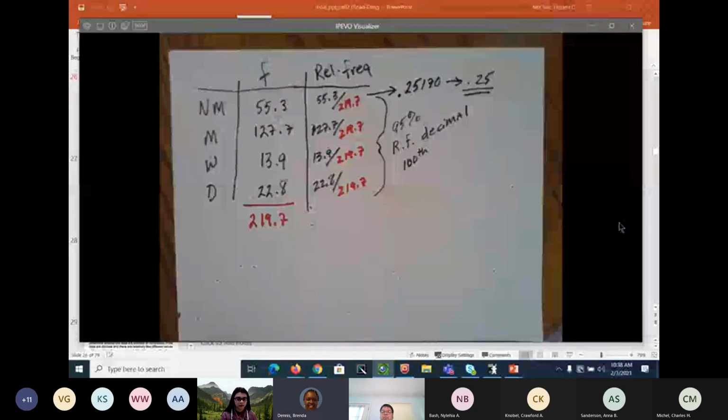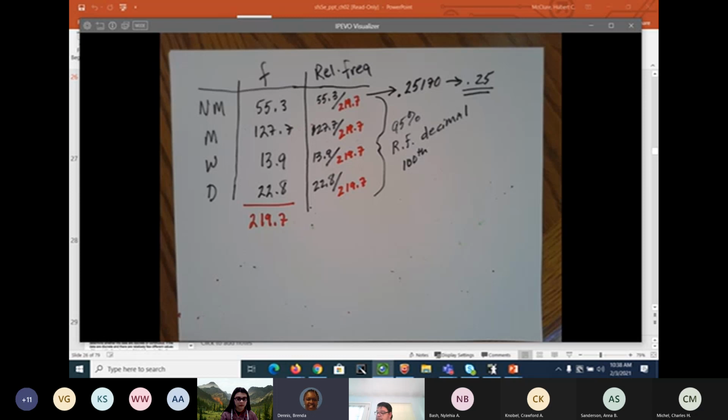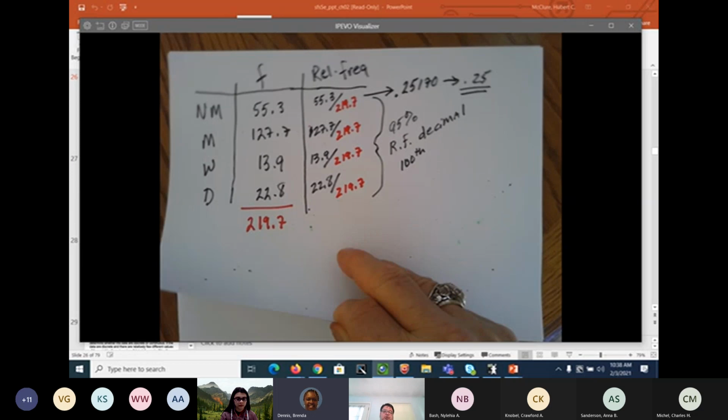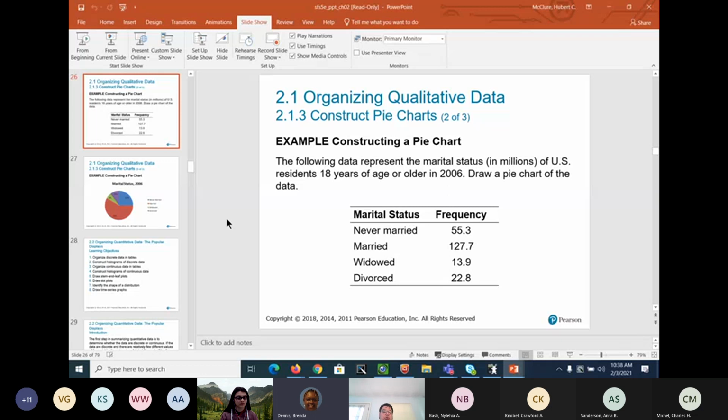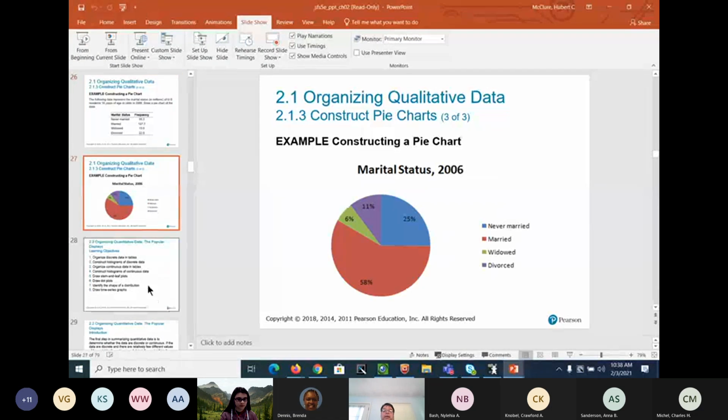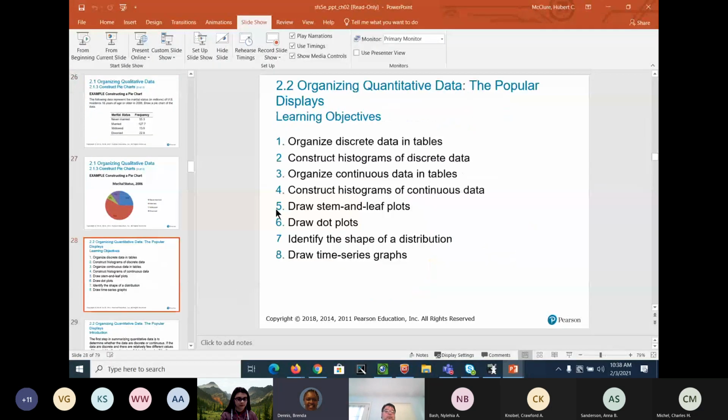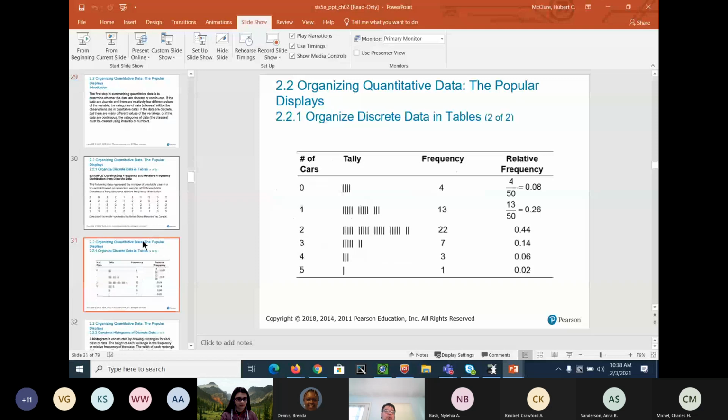All right, that's basically what you would do for a pie chart. I'm not going to ask you to do that much more for a pie chart. Only check the validity. Make sure you check the validity of a pie chart. We talked about relative frequency.